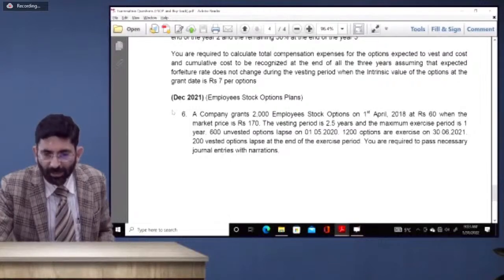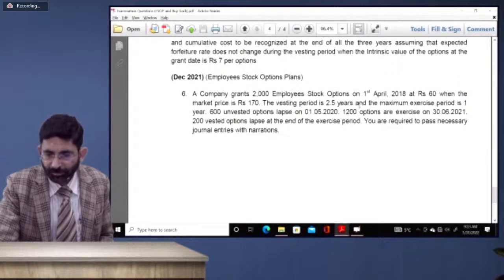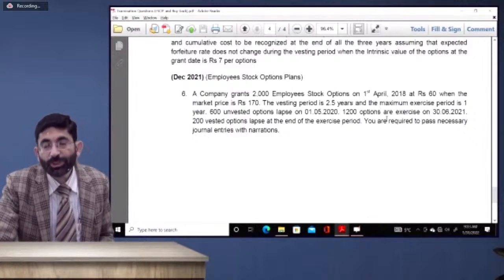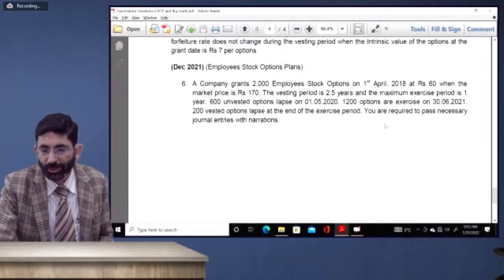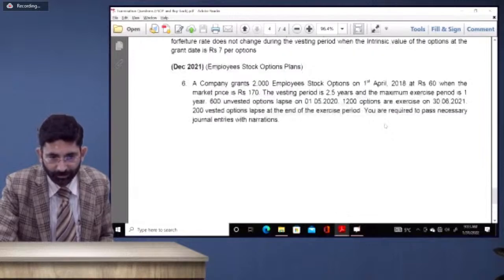The company grants 2,000 stock options on 1st of April at ₹60 when the market price is 170. 2.5 is the vesting period and exercise period is 1 year. So this is a question which has come into your exam. You may see that this type of questions we have already done. So you can easily attempt this question in your exam. Do it yourself. It will be better for you. So one question is this.